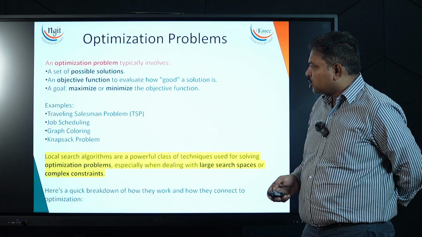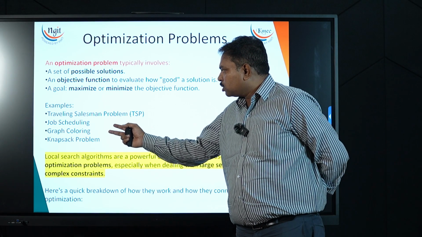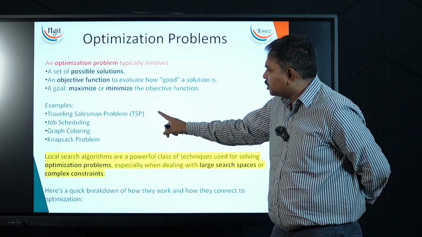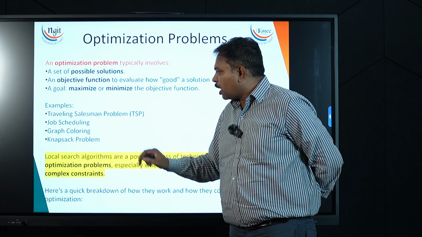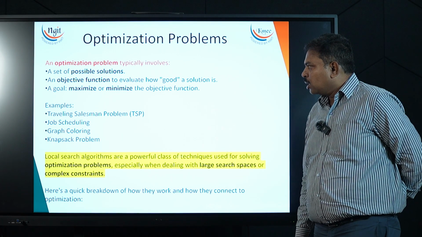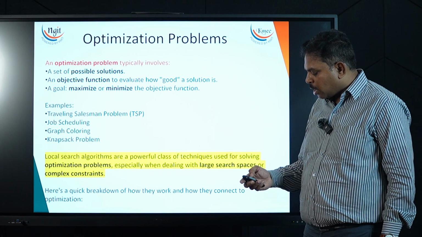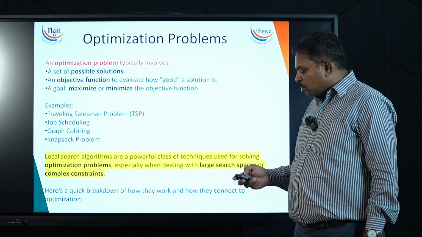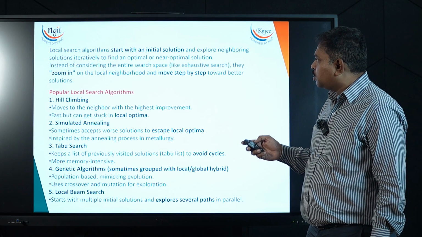In the next few sessions, I will discuss four optimization problems: the traveling salesman problem, job scheduling problem, graph coloring problem, and knapsack problem. We solve these four problems using local search algorithms, and by applying these algorithms we see how we get optimized solutions. But before that, let us see what local search algorithms are available to us.